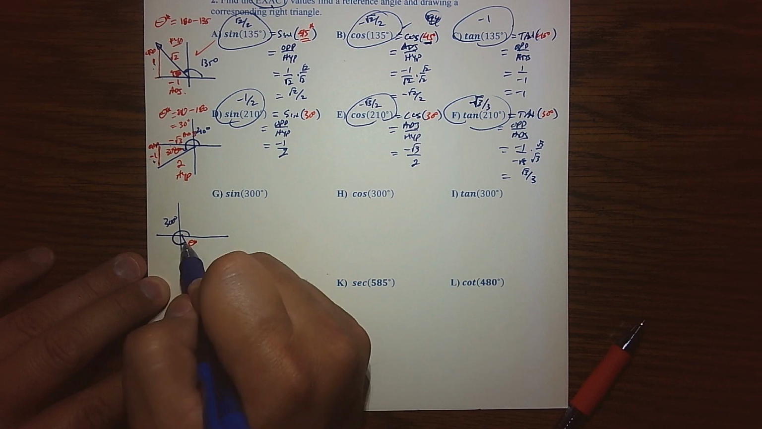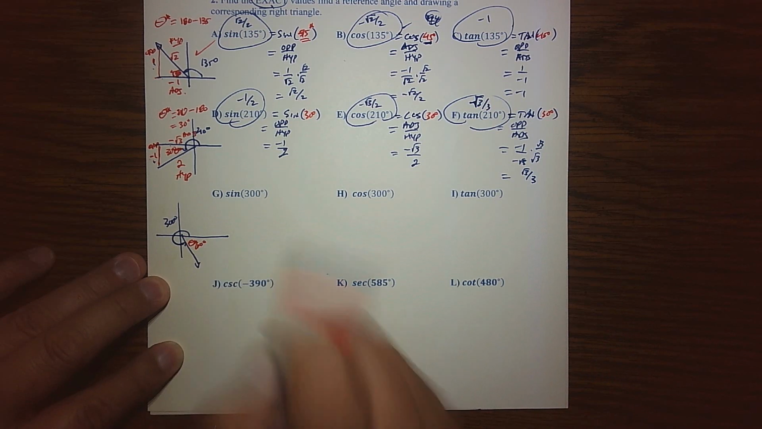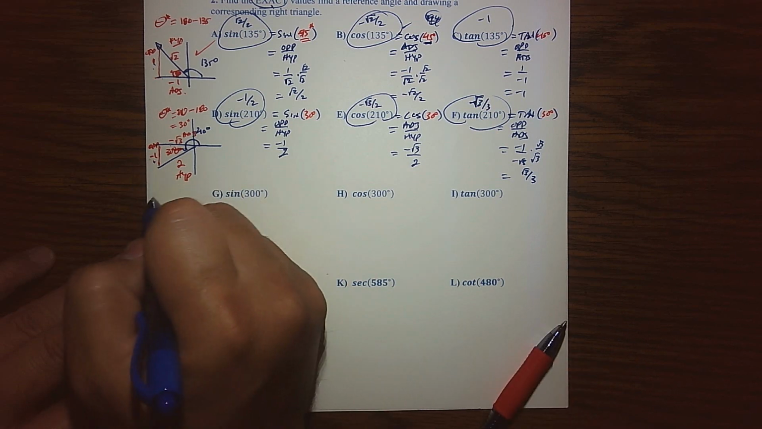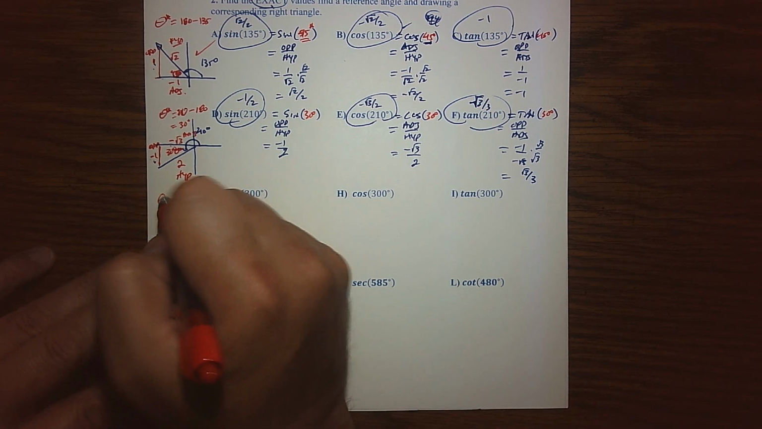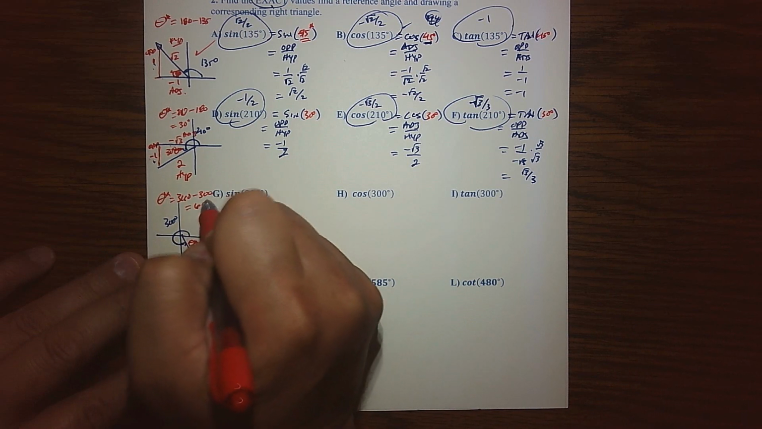I've already rotated 300, so how much more do I have? It looks like it's going to be 60. Right? Of course, you could also use the formula, right? Let me change colors here. Theta star, right, is 360 minus 300, and there's your 60.